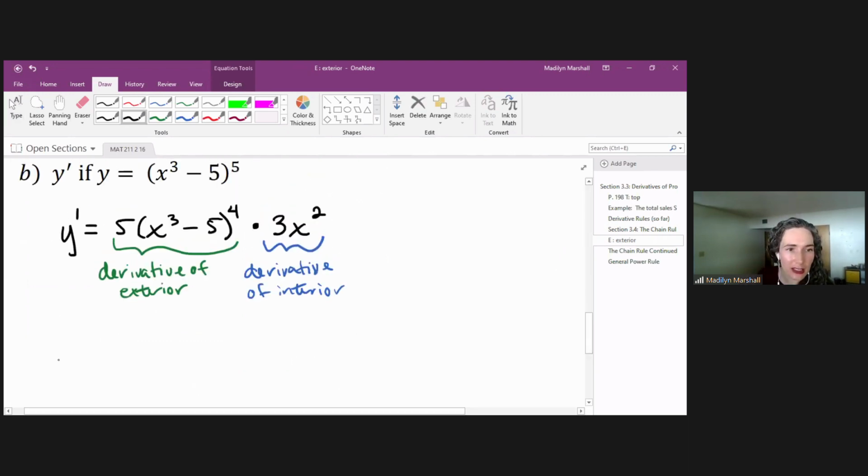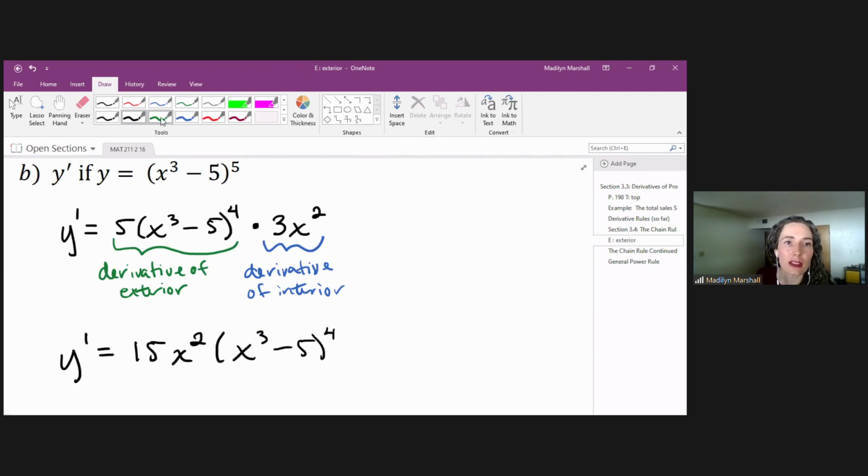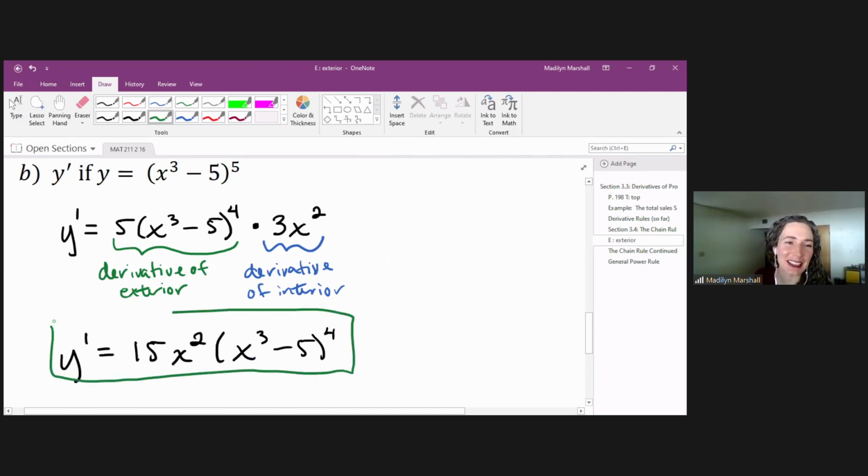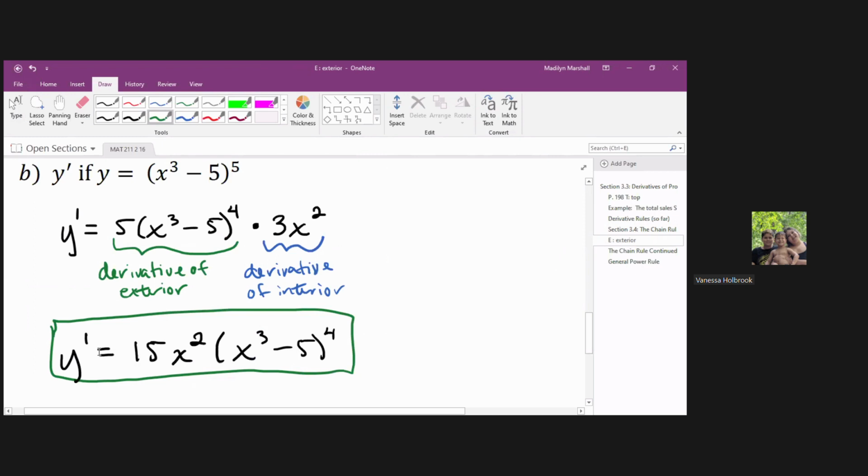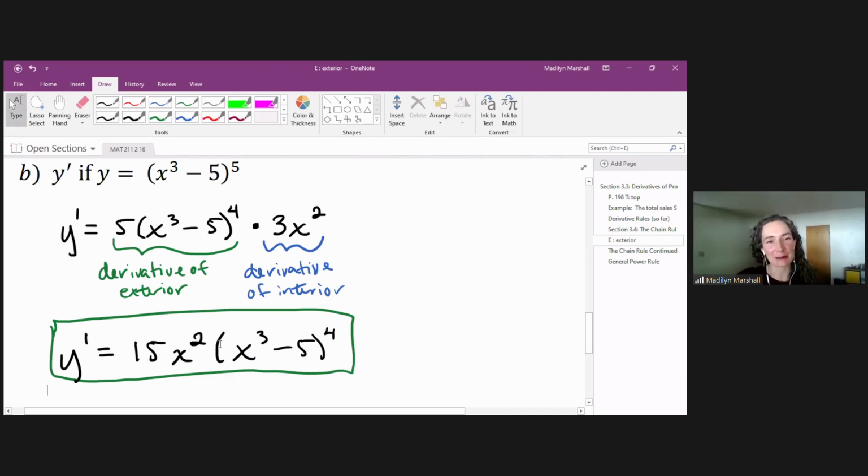It's weird to have that little 3x squared just floating on its own in the back. So we can multiply the 5 and the 3. And in general, we would write that x squared first. There's absolutely no reason to FOIL out that x cubed minus 5 to the 4th. So please don't, unless you just want something fun to do for yourself. We'll just leave it as it is.